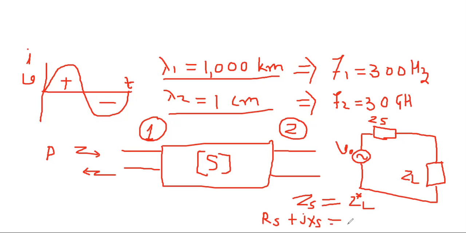And the other is ZL. For ZL, the resistance will be RL, and the reactance will be JXL. Complex conjugate means that whatever the imaginary part here, if this imaginary part is positive JXS, then the imaginary part here is negative, minus JXL. And this is nothing but the maximum power transfer theorem. Maximum power will transfer at what condition?